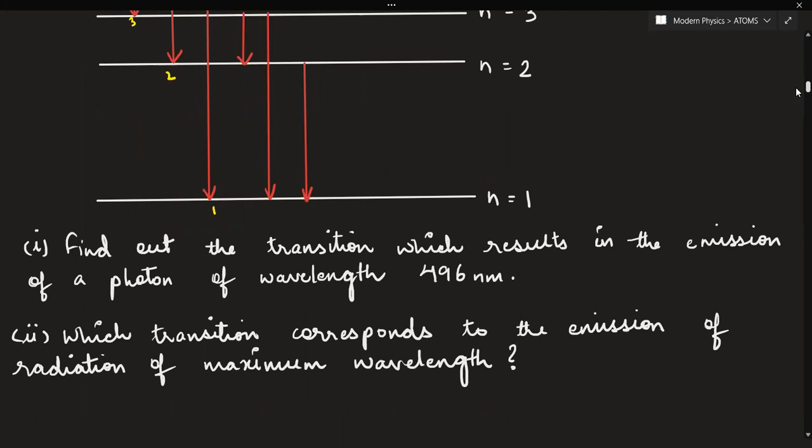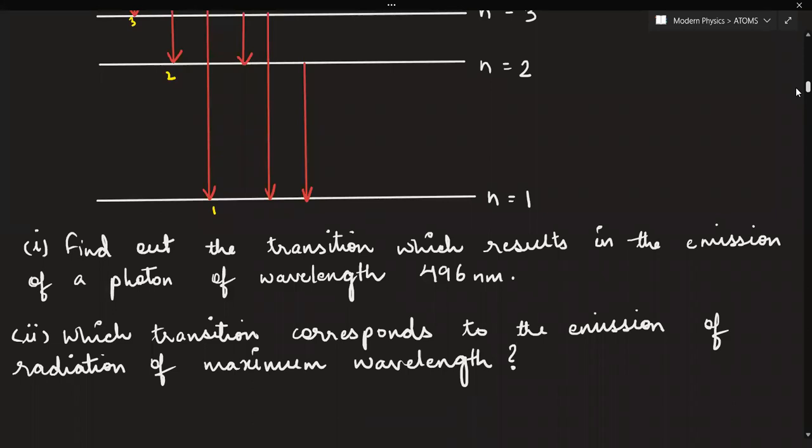So for finding out the transition which emits radiation of wavelength 496 nanometer, the best way is, if you know the wavelength, do one thing. Find out the difference between the energies, and see which energy corresponds. Then you will have an idea. 1, 2, 3, 4. We know the values of the energy. E1 is minus 13.6, E2 is minus 3.4, E3 is minus 1.5, and E4 is minus 0.85, right?